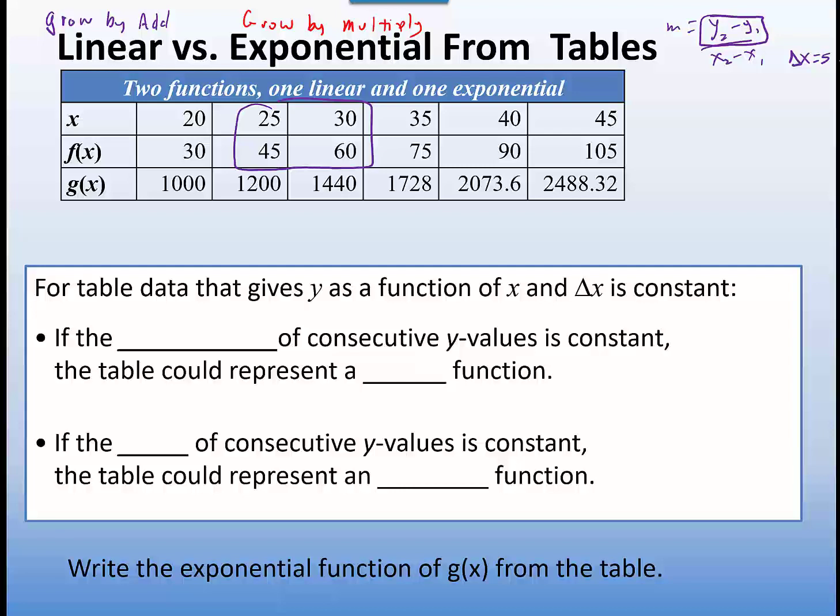So if delta y has a constant change that's the same in every pair, then I know it will have a regular constant slope. So what I'm going to do as a shortcut is just look at the y's. 60 minus 45. If I do y2 minus y1, I get 15. Hey, that's the same as the first one. If I do these two, 75 minus 60, oh, that's 15 again.